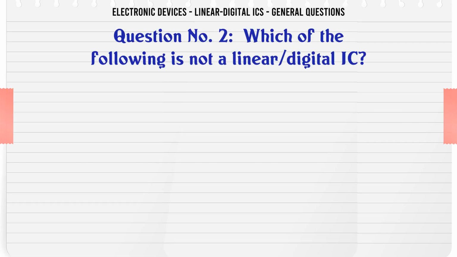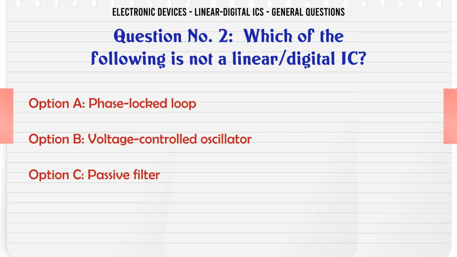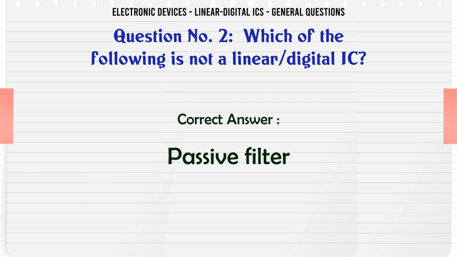Which of the following is not a linear digital IC? A. Phase locked loop. B. Voltage controlled oscillator. C. Passive filter. D. Comparator. The correct answer is passive filter.